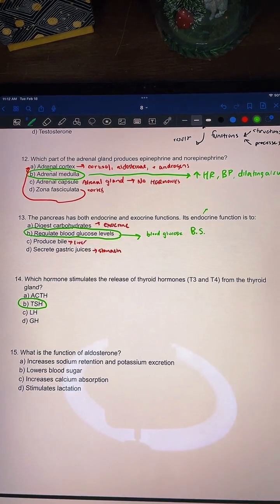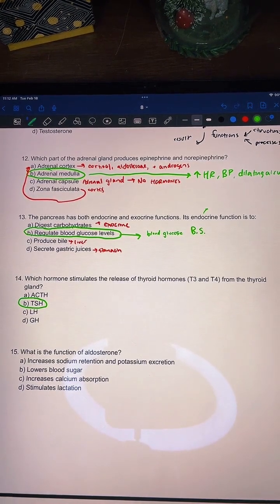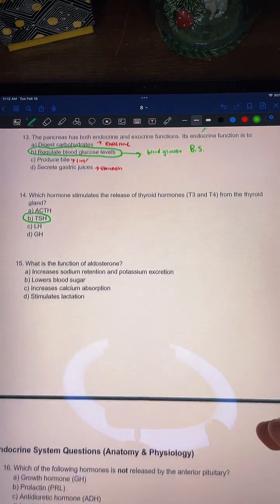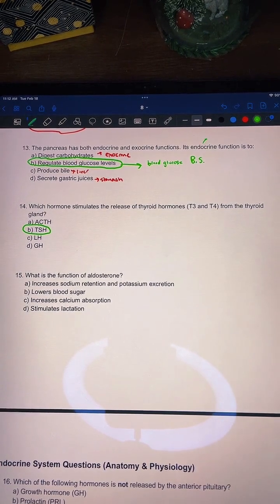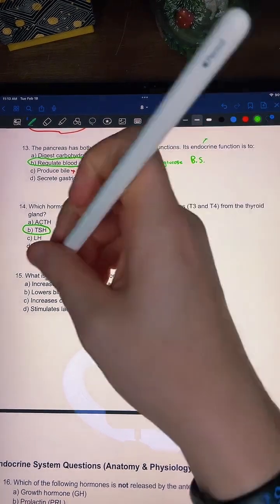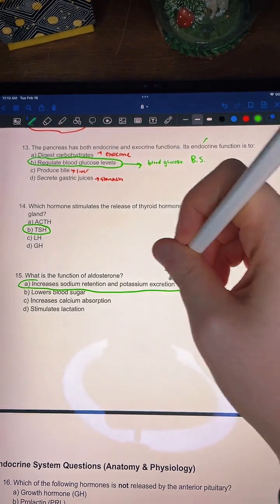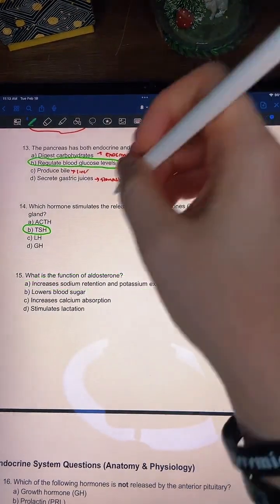Now we're on 15. What is the function of aldosterone? Increase sodium retention and potassium excretion, lower blood sugar, increase calcium absorption, or stimulate lactation. The answer is A. You guys are correct.